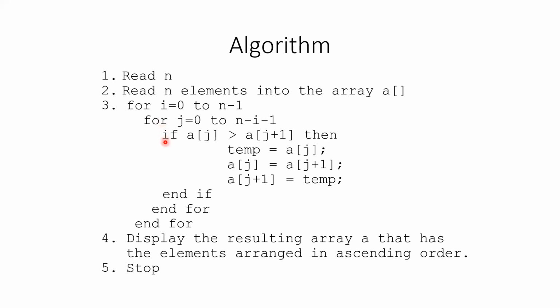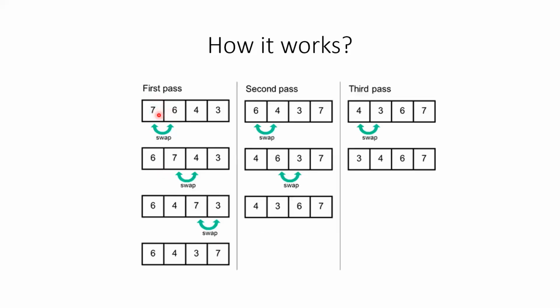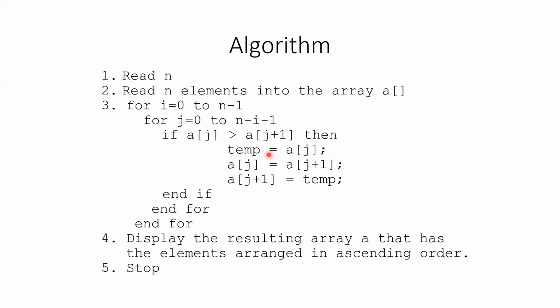And here we have an if condition. You can see if a of j is greater than a of j plus 1, then the procedure is for swapping. As I told, if they are not in order, like 7 is greater than 6, a of j greater than a of j plus 1, then we need to swap them: temp equal to a of j, a of j equal to a of j plus 1, a of j plus 1 equal to temp.